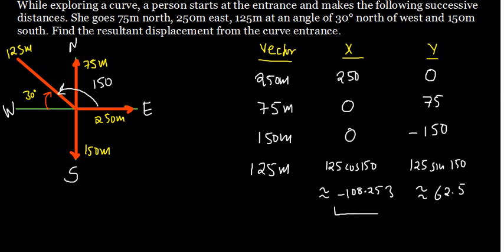You expect the x value to be negative because you are in this quadrant, and you expect the y value to be positive because you are here. Yes, Rejoice.